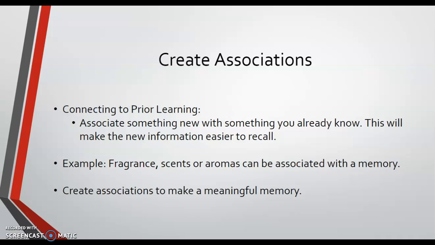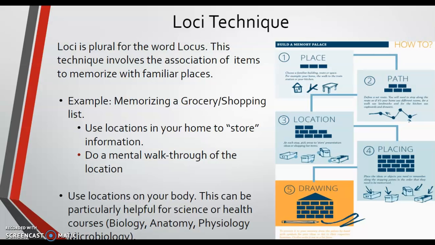And in this next slide, we are going to be covering a specific type of association technique, which is called the loci technique. The word loci is the plural of the word locus, which basically means location. This technique involves the association of items to memorize with familiar places. One example is if you're creating a grocery or shopping list and you're trying to memorize it, one way to do that is using locations of your home to store that information.